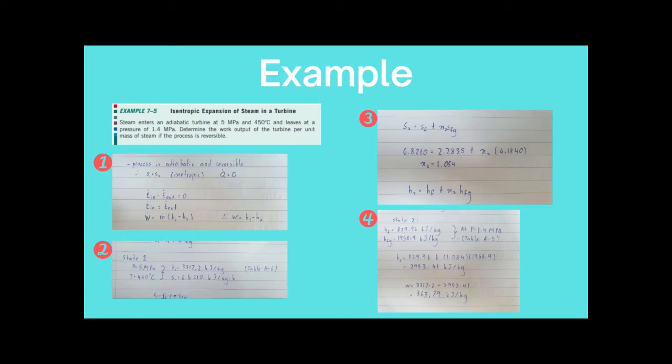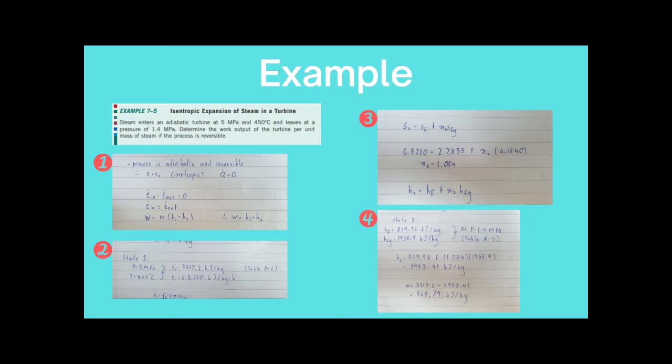So let's take a look at example 7.5. Steam enters an adiabatic turbine at 5 megapascal and 450 degrees Celsius and leaves at a pressure of 1.4 megapascal. Determine the work output of the turbine per unit mass of steam if the process is reversible. So at step 1, we can get from the question that the process is adiabatic and reversible. So S1 equals S2.